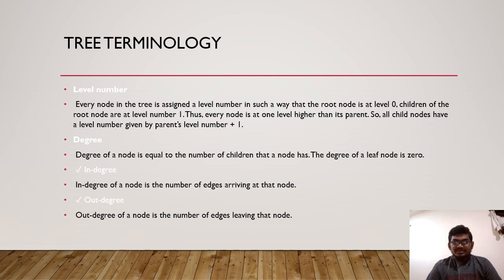Degree: the degree of a node is equal to the number of children that the node has. The degree of a leaf node is 0. In-degree of a node is the number of edges arriving at that node. Out-degree of a node is the number of edges leaving that node.